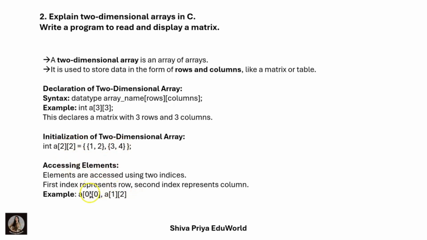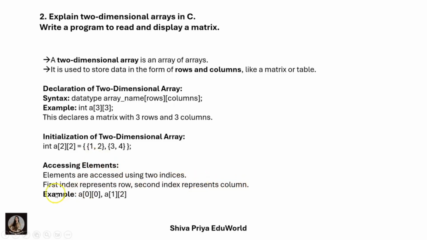I have already told that this is the first row and second row. If I want to access this one, I have to take 0th row, 0th column. This one will be first row, first column. Clear? It will be stored as 1, 2, 3, 4. Clear about this? Elements are accessed using 2 indices. We have row and column. First index represents the row. This one will be row. And second index represents the column.